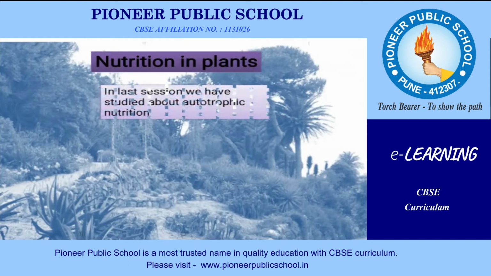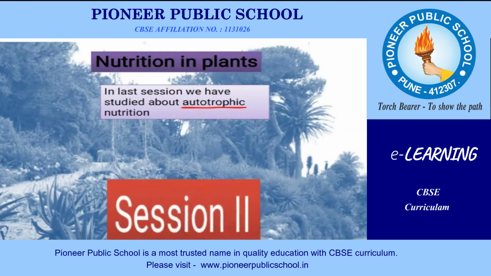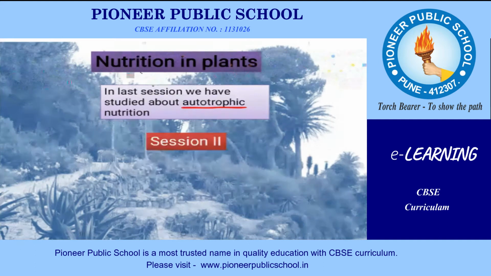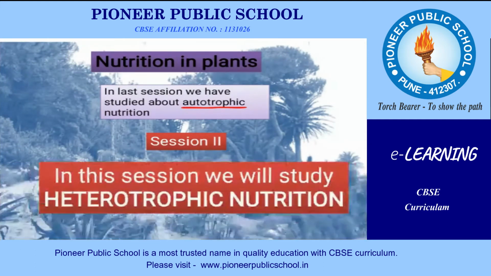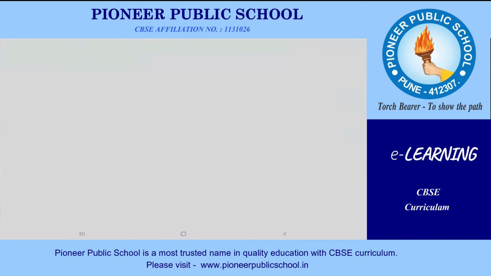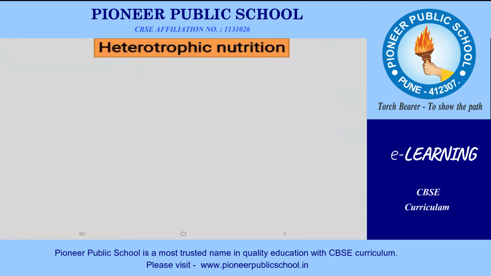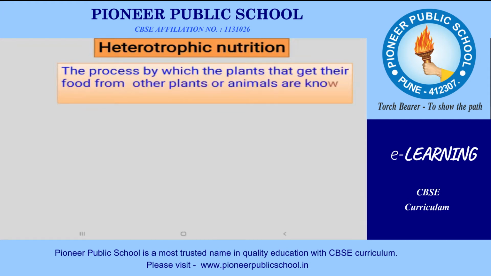Dear students, in the last session we studied about autotrophic nutrition and now we are going to study about heterotrophic nutrition in session 2. Dear students, when we say heterotrophic nutrition, that means that plants are obtaining food from other plants or other animals. Here these plants are not able to do photosynthesis or they are having some other problems like nutrient deficiency.